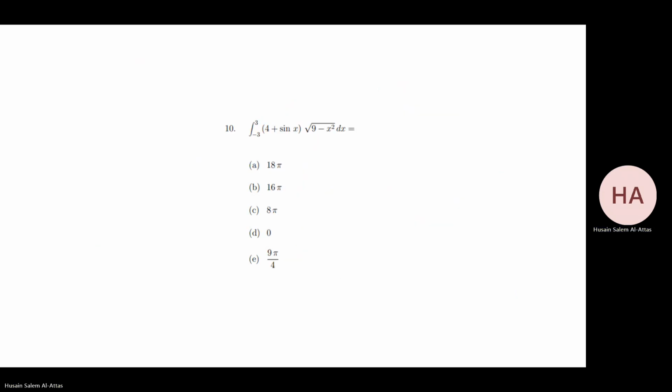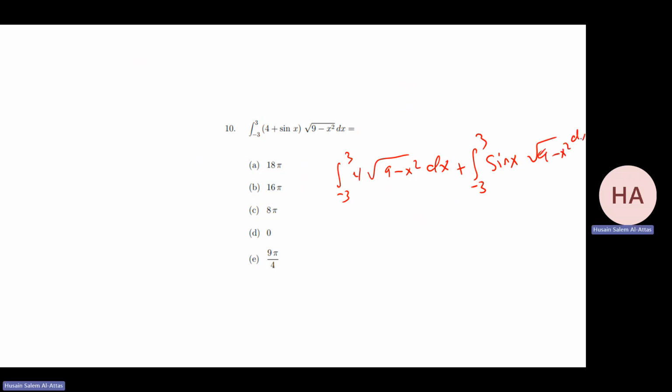Okay. This one can be split into 2 parts. Plus the integral of minus 3 to 3 of sine x root 9 minus x squared dx. Oops. This is odd. So the answer is 0. This one is half circle, so it's 4 times half. R is 3, so pi times 3 squared. So it will be what? 18 pi.